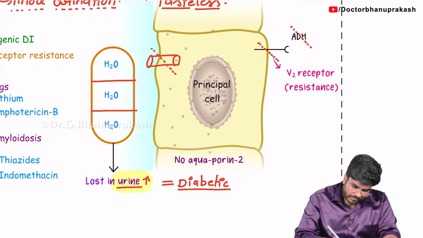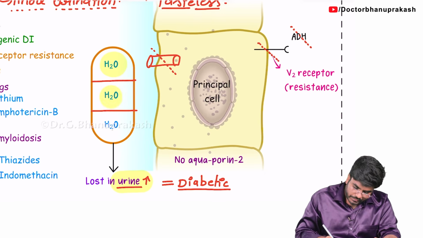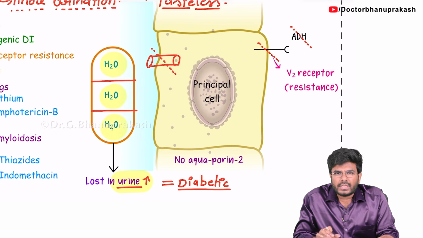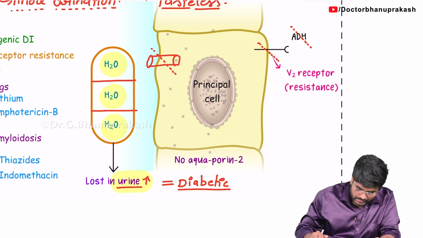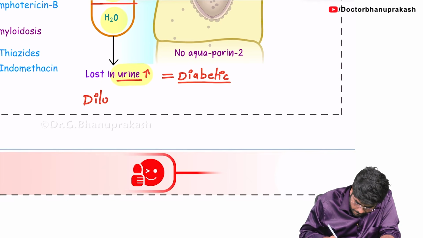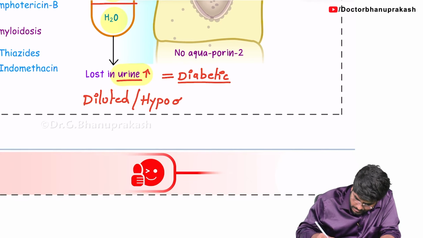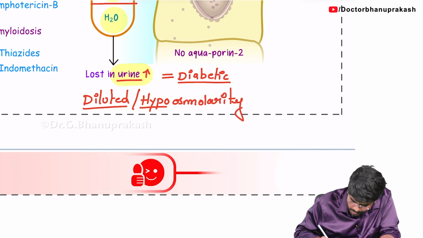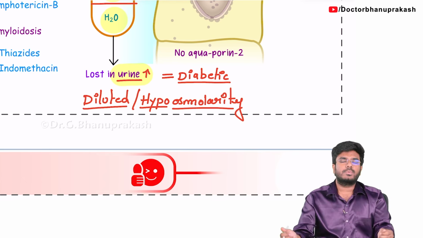Now, tell me, whenever you are adding more and more water into the urine, will the urine be concentrated or diluted? Diluted urine. So, this urine is going to be diluted, or you can say hypoosmolar. Diluted means hypoosmolar.